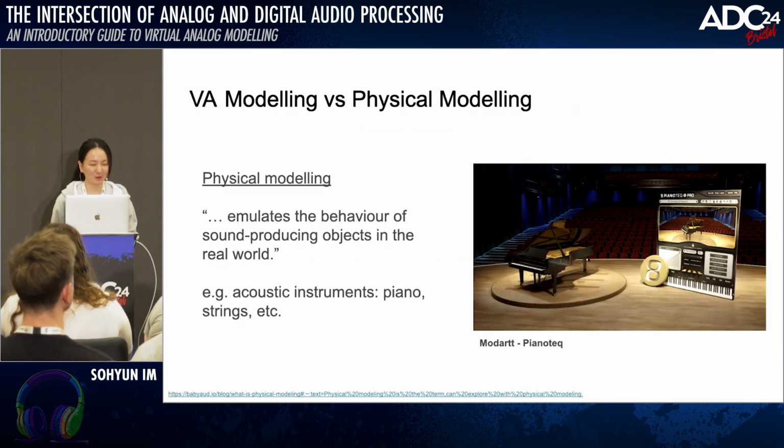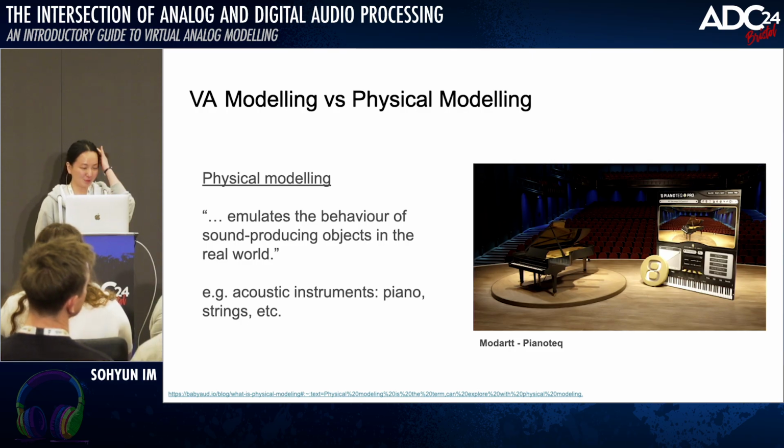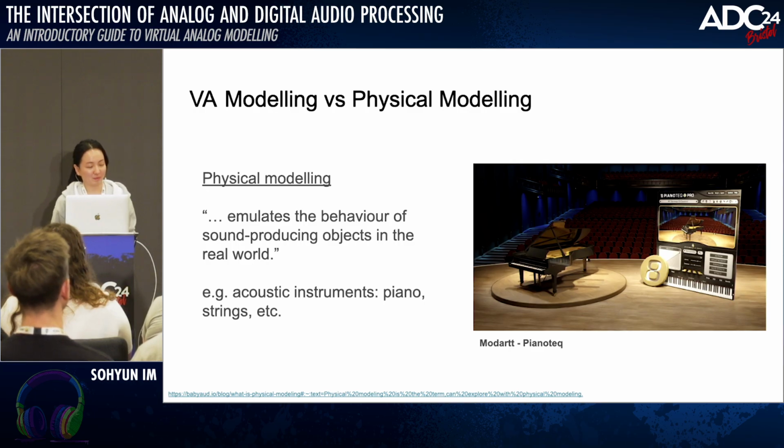And here's the terminology of physical modeling, which made me so confused when I just started this project. Physical modeling is absolutely different from VA modeling. Physical modeling is to emulate the behavior of sound-producing objects in the real world. So, for example, the acoustic piano, acoustic guitar, acoustic violins, and so on.